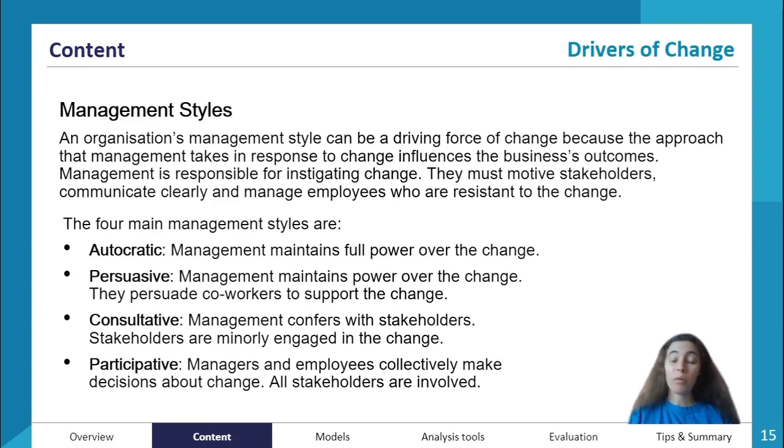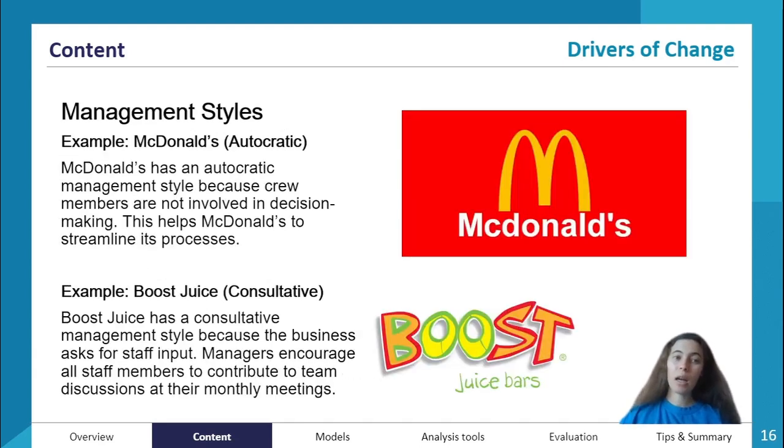And then lastly, we've got participative. So managers and employees are collectively making decisions about the change. All stakeholders are involved, and it's a really integrated kind of system. So we go from one extreme to the other with those 4 management styles. Some examples of management styles.